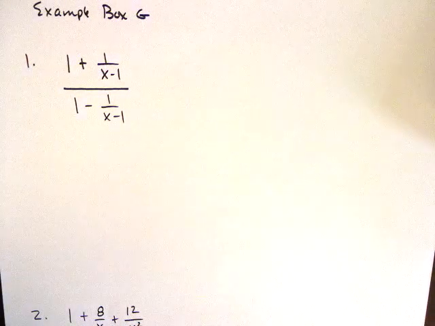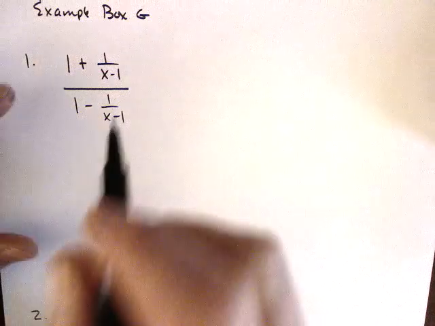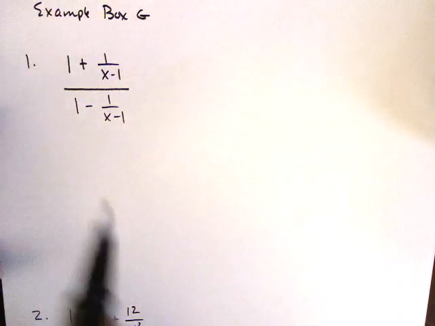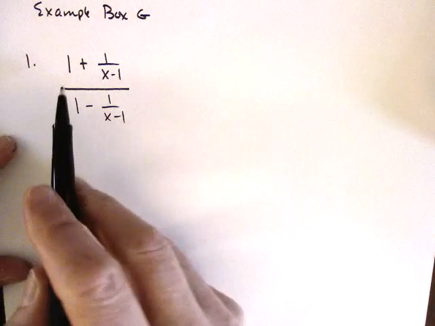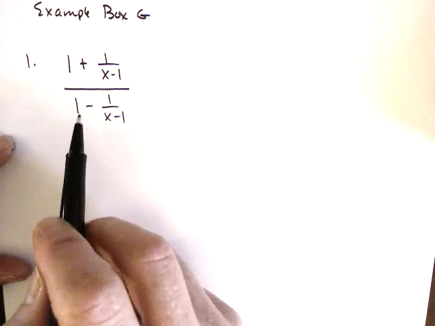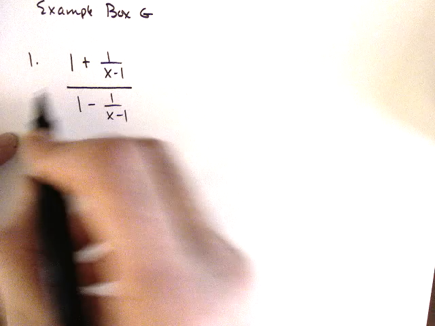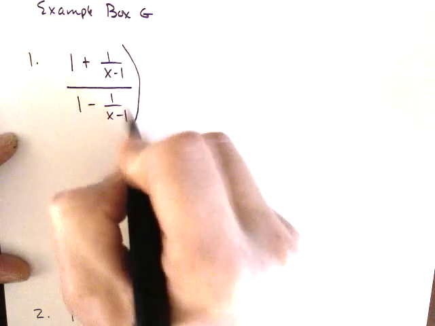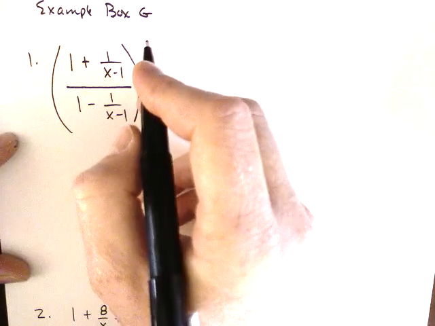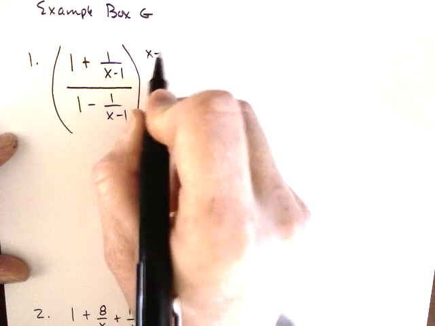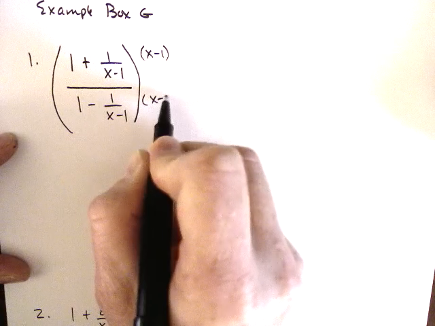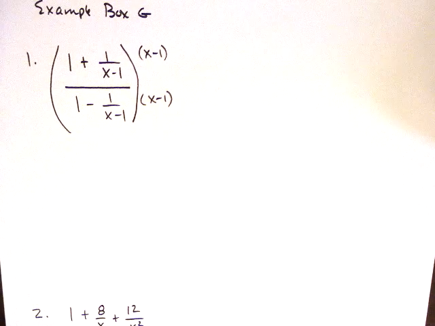Okay, this is example box G. We're going to again solve this mixed quotient by finding the LCD. So the LCD is x minus 1, because the only denominator is x minus 1 in 1. So we can just multiply through by x minus 1 in the numerator and x minus 1 to the denominator.